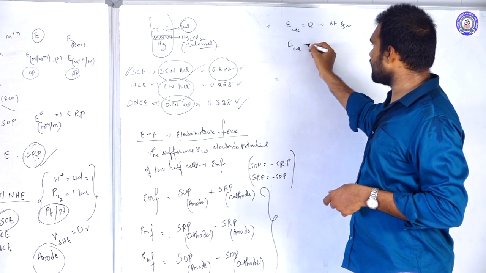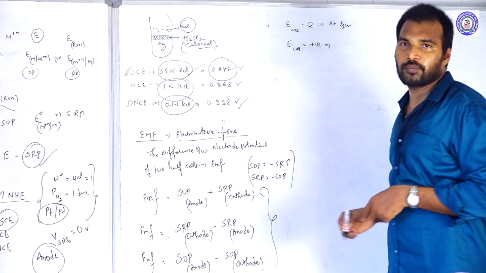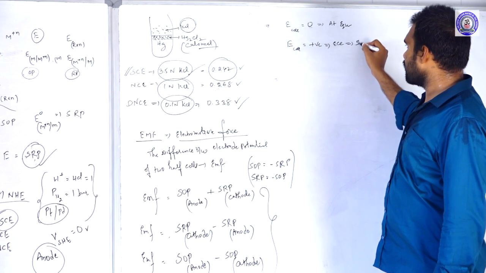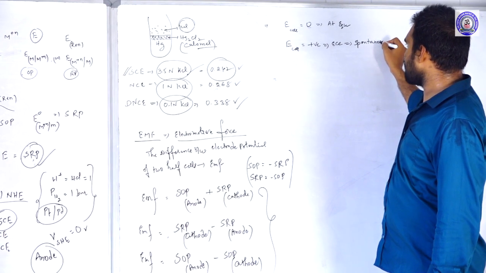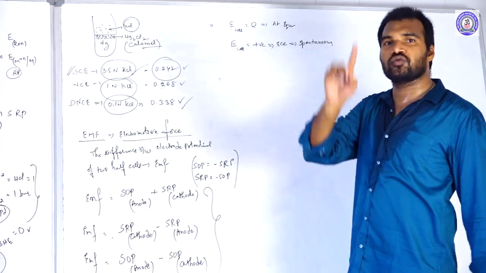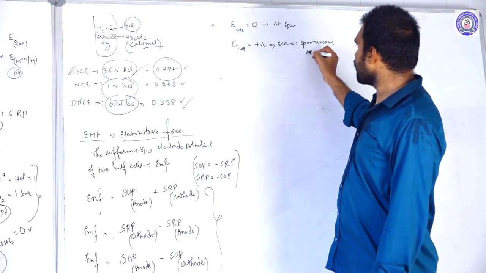Suppose E cell is positive, then it will act as what? Electrochemical cell. Then that is a spontaneous process. It will take place. Okay, E cell is positive, then only spontaneous, and this is reversible.